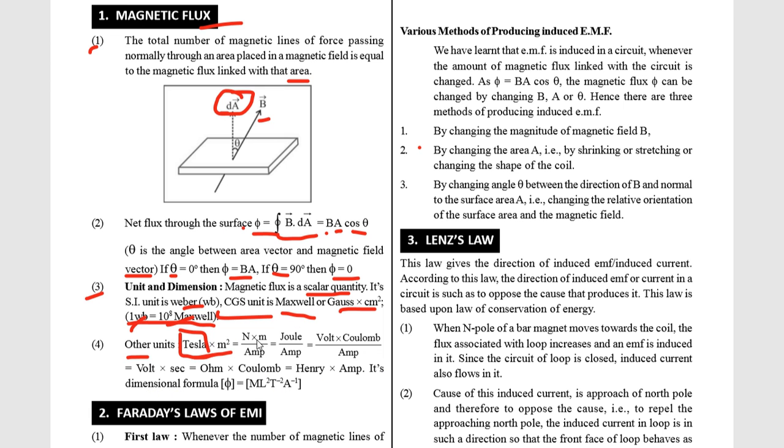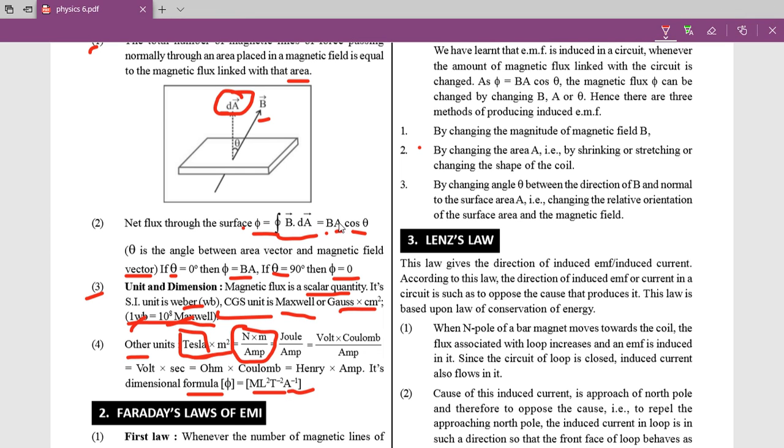But the dimensional formula must have only one value, and that is M L squared T to the power minus 2 A to the power minus 1. So you can find the dimensional formula by using this equation. It will help you and it will be easy for you, because you are very familiar with Newton meter per ampere. So you can take help from this relation and you will get the dimensional formula for magnetic flux.